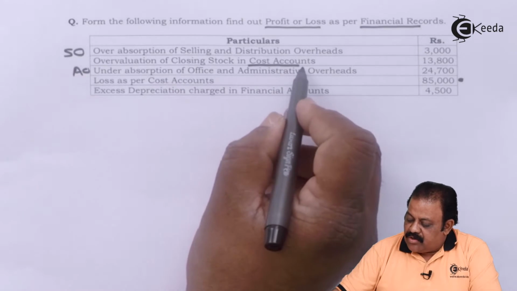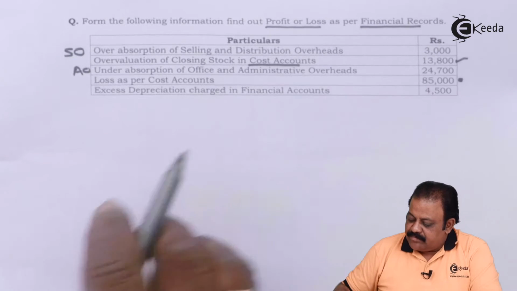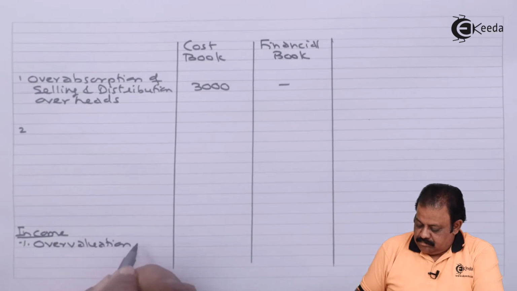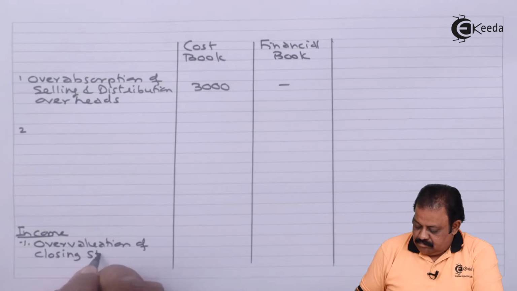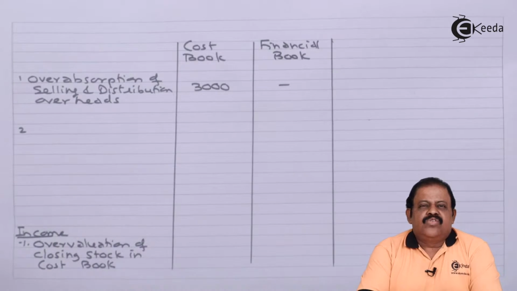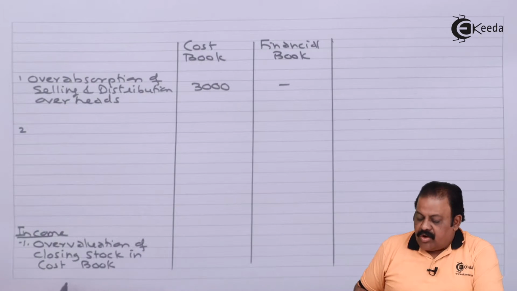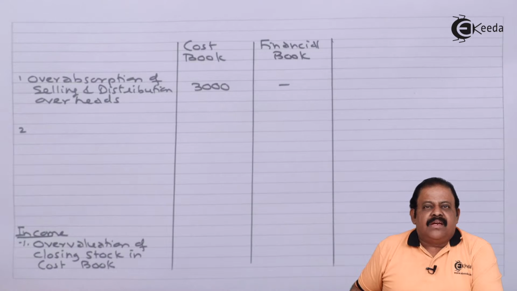Overvaluation of closing stock in cost account 13,800. Closing stock has an effect like income. To the credit of trading account, we record closing stock. Sales is also recorded on credit side. Any incomes are also recorded on credit side. So closing stock has the effect of income. So this overvaluation of closing stock in cost book results in more income in cost book.